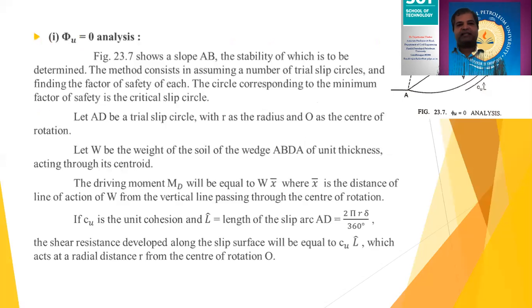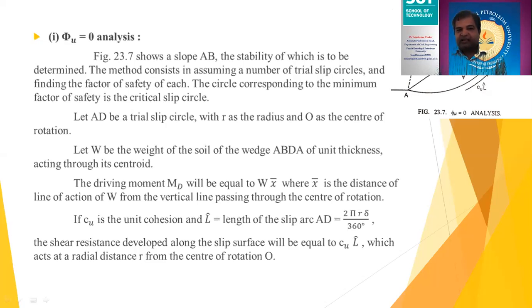Let us see the first analysis that is applicable for clay soil or a pure cohesive soil where phi is equal to, or the effective value of phi u is equal to 0, and that is why this analysis has been called as phi u analysis. Now let us understand what exactly this analysis means. Now let us consider the slope, which is this AB. You can see on the slide, AB is the slope I am considering. The stability of this particular slope is to be determined.